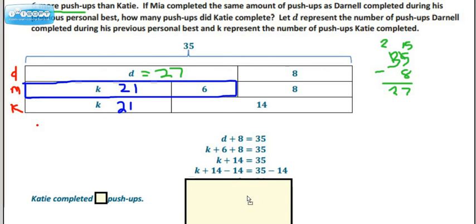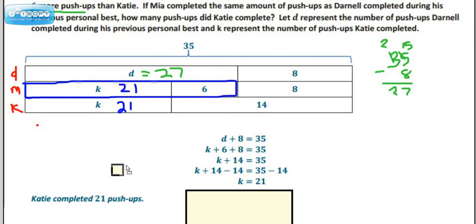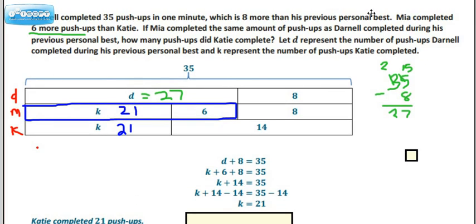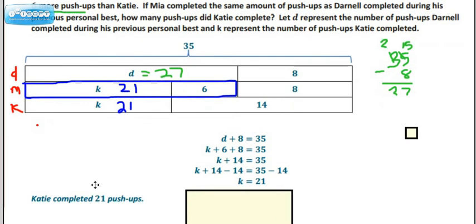The opposite of add 14 to a variable is to subtract it. If we do 35 minus 14, we're going to get 21. So therefore, we can conclude that Katie completed 21 push-ups. It's always a good idea, by the way, to go back, reread the problem, put in the numbers where they belong, and see if it makes sense. And if you do that, you'll find that it does.